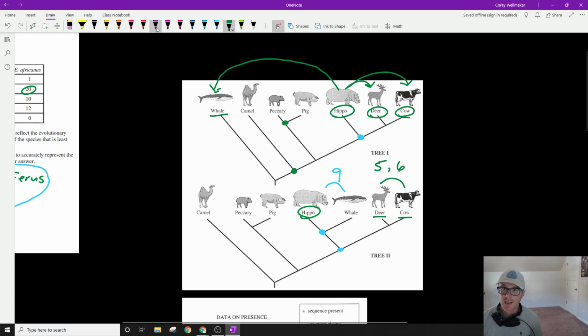In the top one, let me use a different color. According to the top one, the camel should have more similarities to the hippo than the hippo does with the whale, because they share a recent common ancestor. So there should be more in common when you compare the hippo and the camel than the hippo to the whale. We already know that the hippo and the whale have 9 similarities. So if this top cladogram is true, then the camel needs to have more than 9 similarities in order for that argument to make sense.